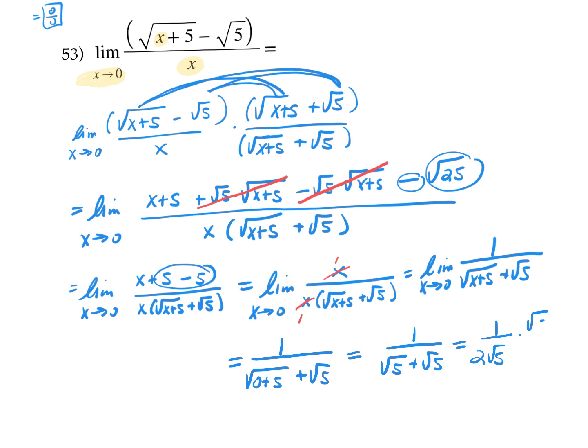so our last step is to multiply by the square root of 5 over the square root of 5 to get the square root of 5 over 10. Because that would be the square root of 5 over 2 square root of 25. And that's how I get square root of 5 over 10.